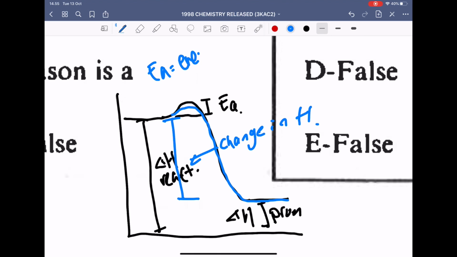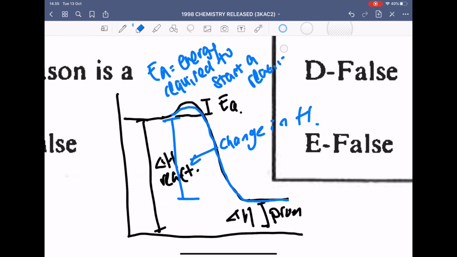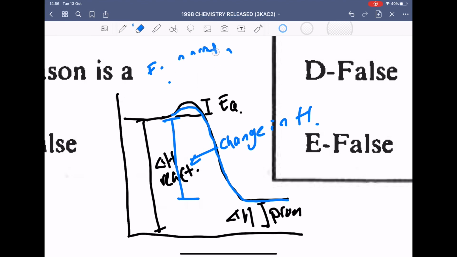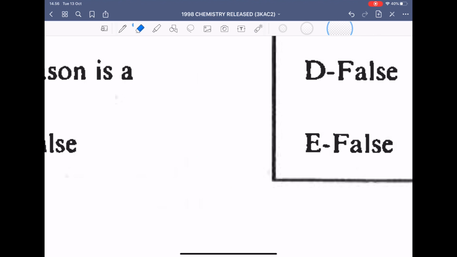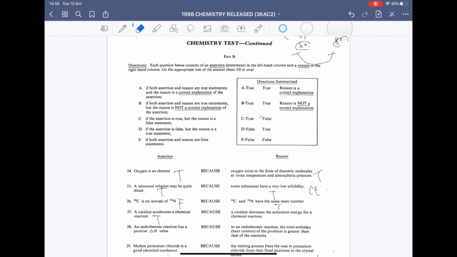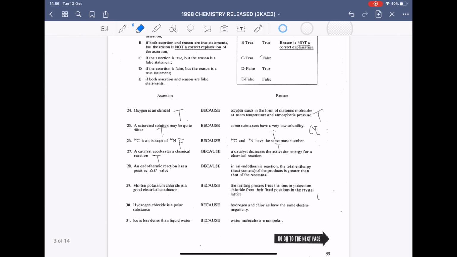Because the activation energy is the energy required to start a reaction, the lower the activation energy is, the faster the reaction will occur. So a catalyst definitely does increase the rate of reaction, which is the same thing as accelerating it. Okay, so that's T. Because a catalyst decreases activation energy for a chemical reaction. So we just explained that.